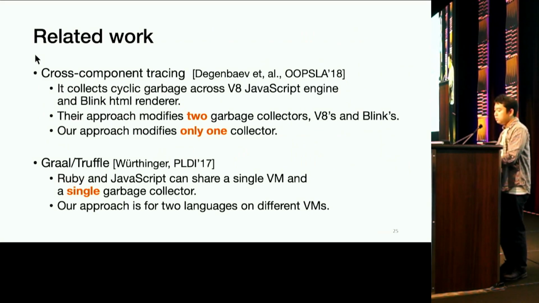And this is our related work. Cross-component tracing collects cyclic garbage across the V8 JavaScript engine and the Blink HTML renderer. That approach modifies two garbage collectors, but our approach modifies only one collector. Graal is also related work. It allows two languages to run on the same VM. Our approach is for two languages on different VMs.